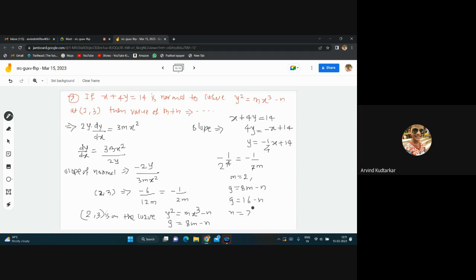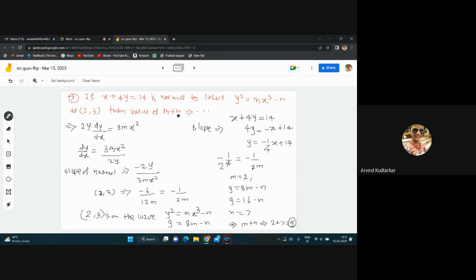And once you get the values of m and n, what is the sum of them? Sum of m plus n. So what is the sum of m plus n? What do we get? m is 2 and n is 7. That is equal to 9. So what is the correct option? 9 is the correct option. Yes, 9 is the correct option. So this is how to find the value of m plus n.